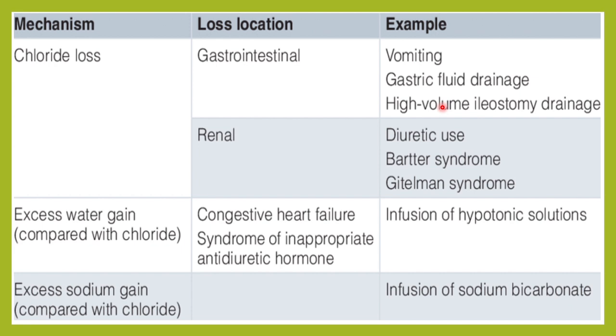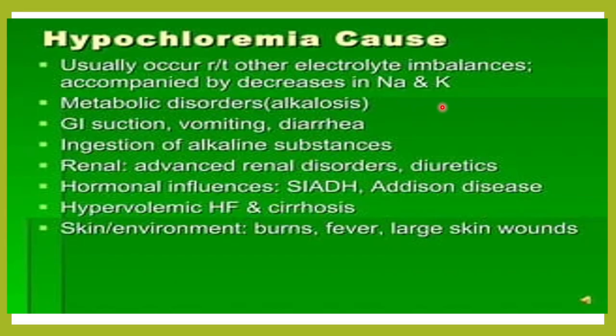So when the volume increases compared to the chloride, the level of water gain is more, and that will cause hypochloremia. Other causes of hypochloremia may include metabolic disorders. I have told you in metabolic alkalosis, the bicarbonate level will be more in the serum. So the chloride inside the serum comes inside the cell. So there will be hypochloremia because bicarbonate and chloride have an inverse relationship.